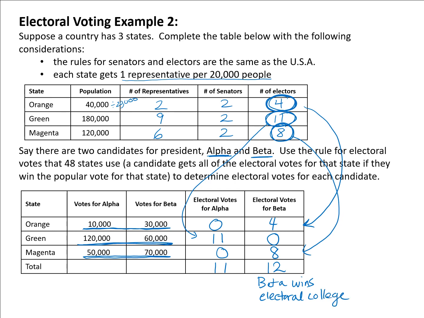When we look at the popular vote, though, if I come back over and look at individual values for the popular vote, if I add up Alpha's votes, 10,000, 120,000, 50,000, I get 180,000 votes for Alpha. And then adding up Beta's votes, 30,000, 60,000, and 70,000, that's 160,000. So in the popular vote, Alpha actually has more votes. So if we were judging the election on the popular vote, Alpha wins the popular vote.